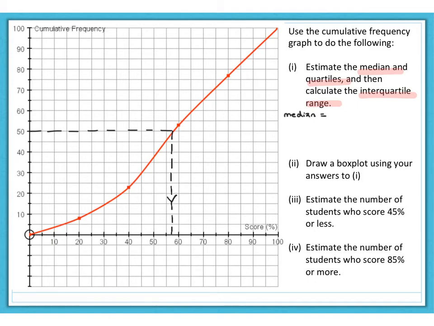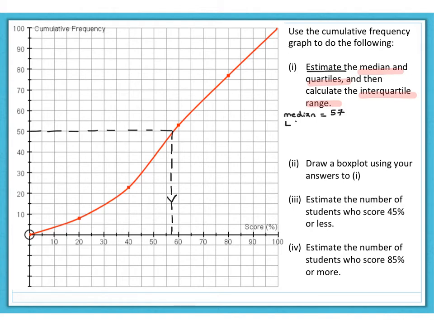So we can see that the median is going to be probably about 57, maybe 58, around about that approximately. We're estimating, remember, because we're using the graph. So the median score is going to be about 57.